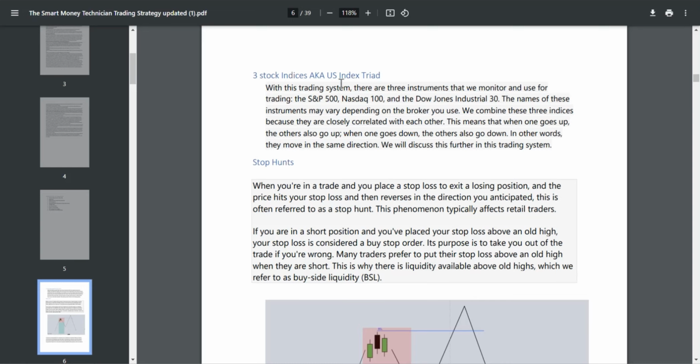We monitor each of these assets and we use them in our analysis, but that is going to come later in the PDF. For now, all you need to know about them is that most of the time they all 3 move in the same direction, and that helps us to do our analysis.